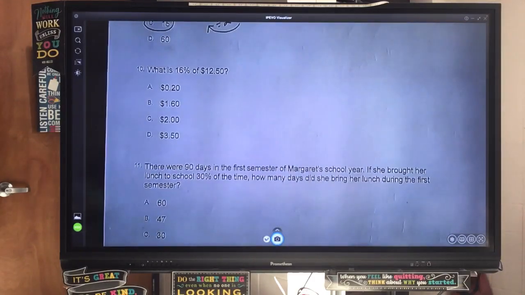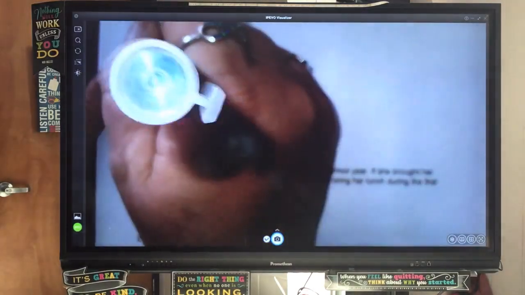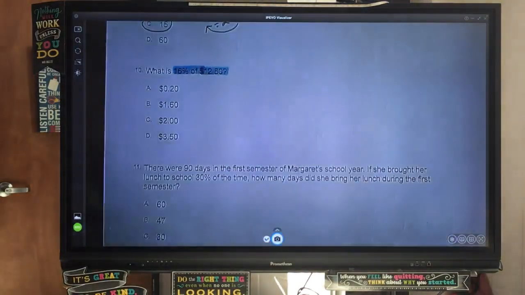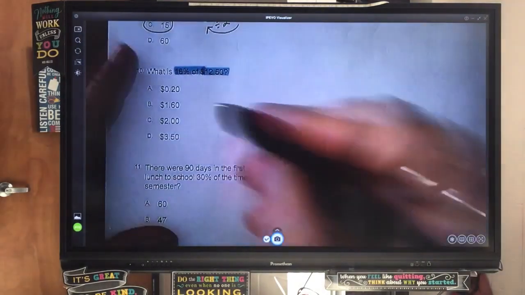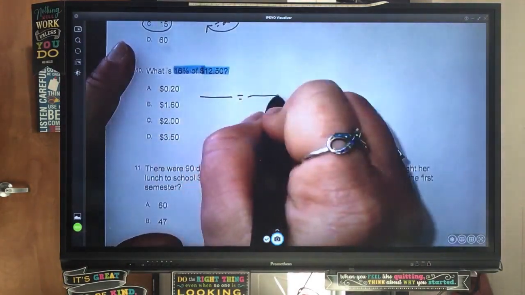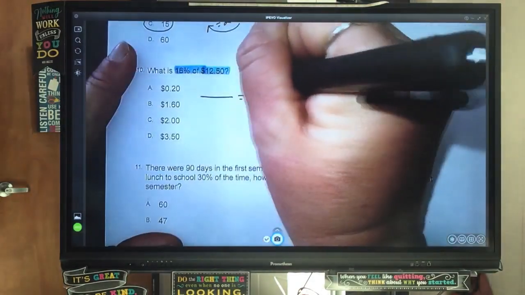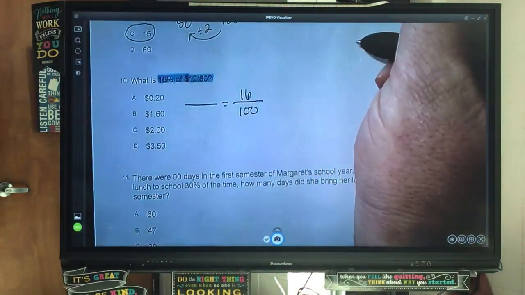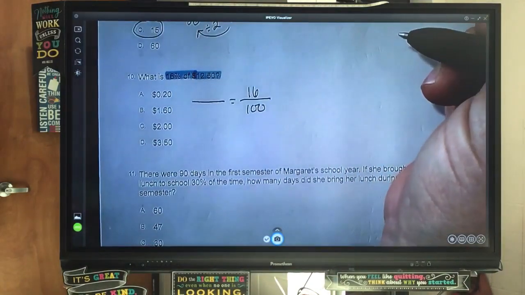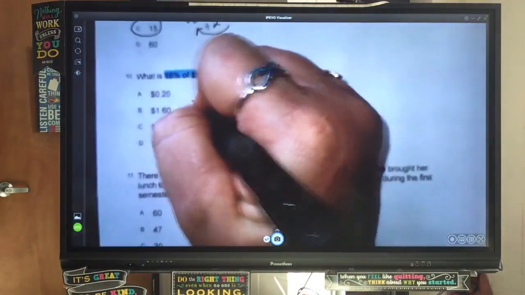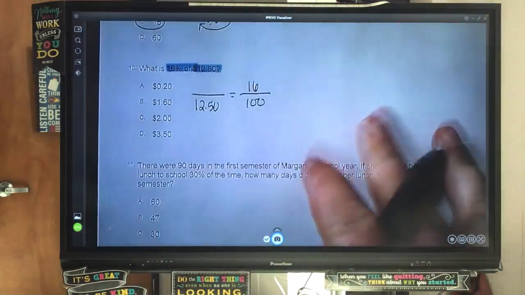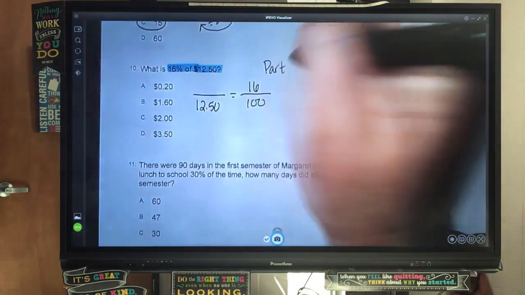What is 16% of $12.50? What is important in this question? 16% of $12.50. Okay. All right, so since I have my percent, Troy, is 12.50 the part or the whole? That is the whole. That's the whole, okay? Because it says 16% of. So then we know we're looking for a part.